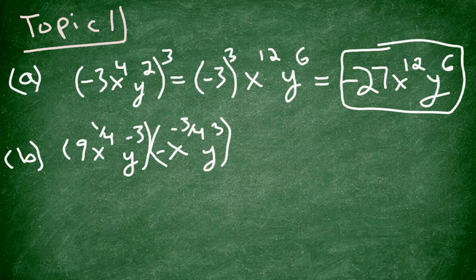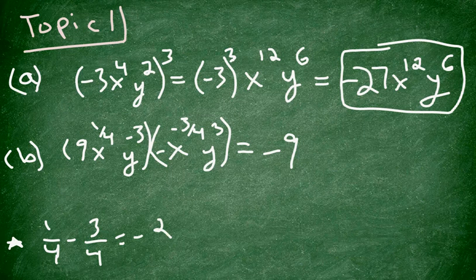For this one, you want to make sure that you remember that when you're multiplying like bases, you add the exponents. First of all, I can multiply the 9 and the negative symbol in front of that x to give me -9. We can do the numbers first. Then the x's, those are like bases, so I'm going to add the 1/4 and the -3/4. So I could even do a little side problem: 1/4 plus -3/4 is -2/4, which is equivalent to -1/2. So the x has a power of -1/2.